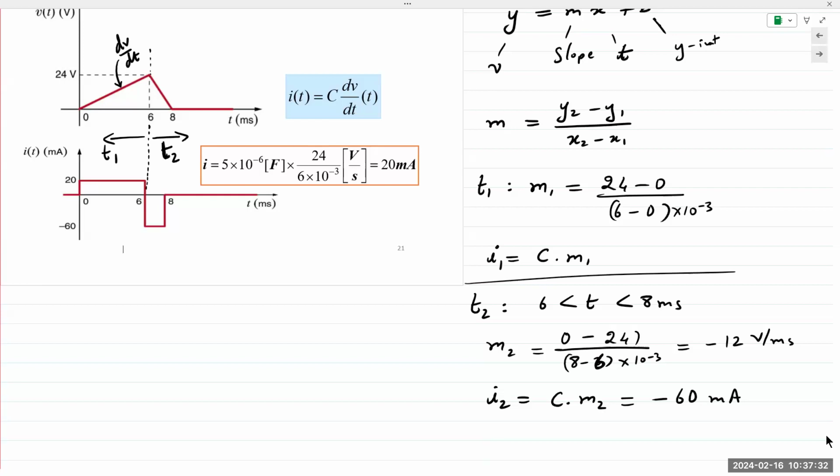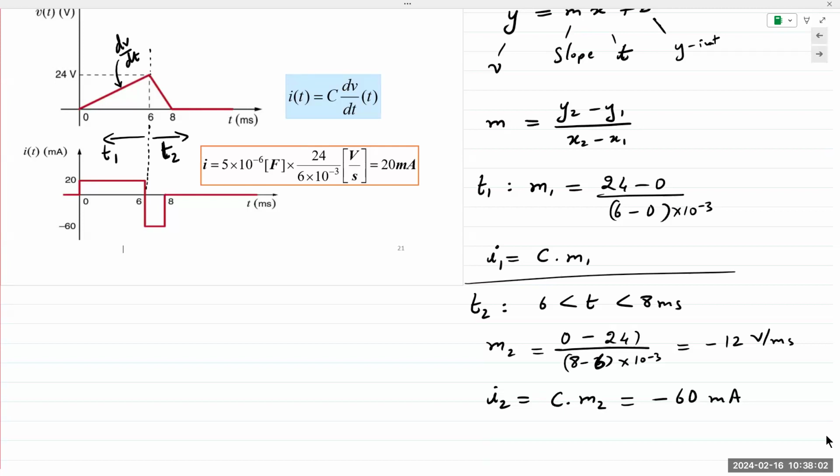Does it make sense? Easy enough. So this one was finding the capacitor current if you were given the input voltage. The same example for an inductor would be, inductor current would be given to you, and you were asked to find the inductor voltage. You'd perform the exact same equation, the exact same analysis. Find the slope, multiply it with the inductor value, and you'd find the inductor voltage.